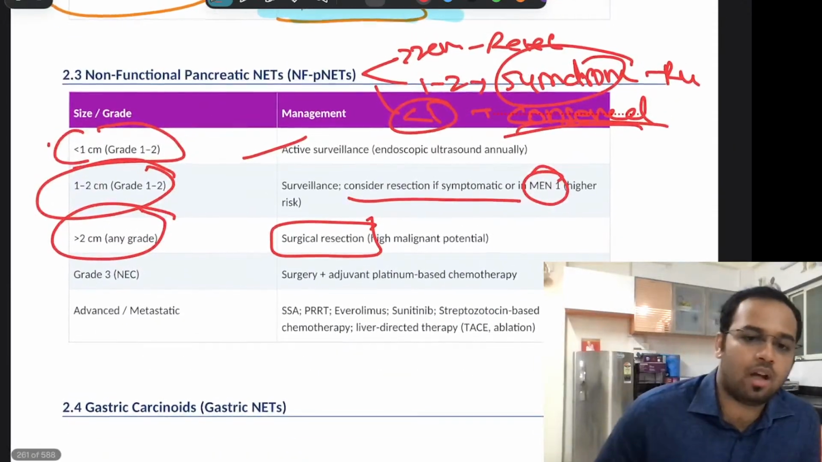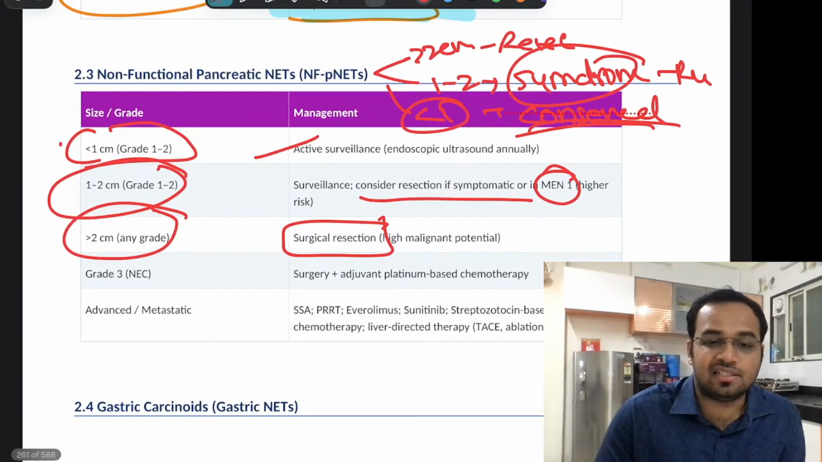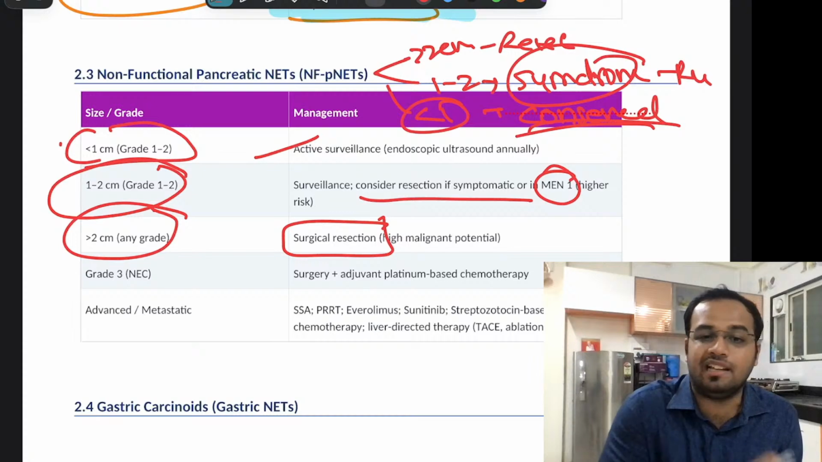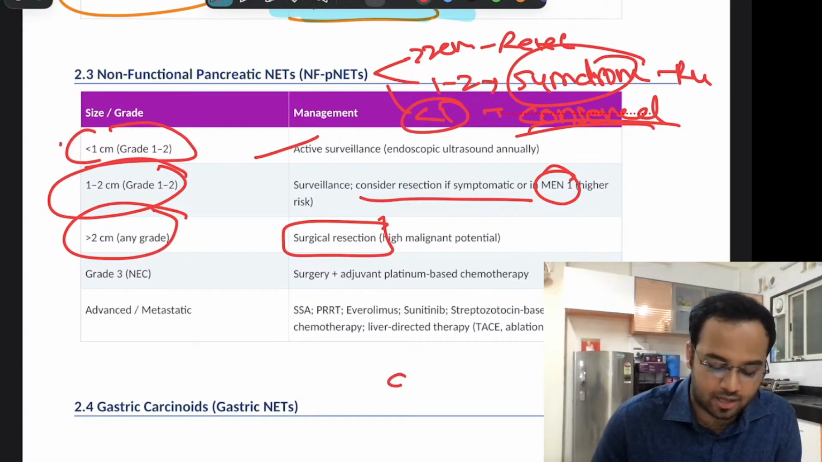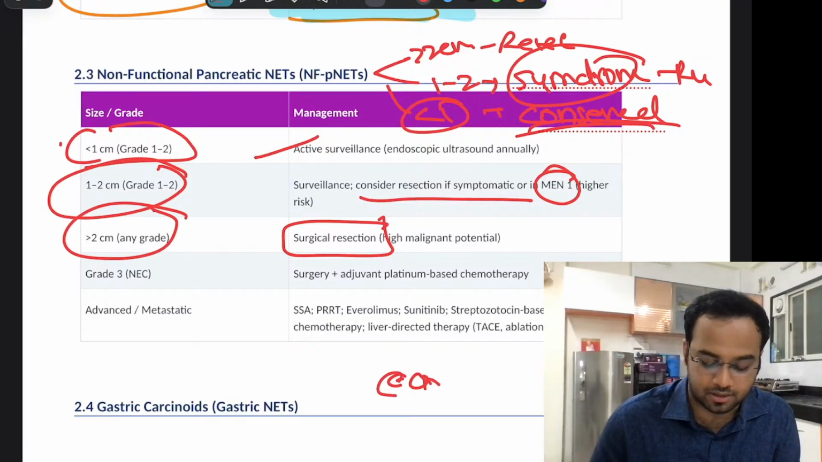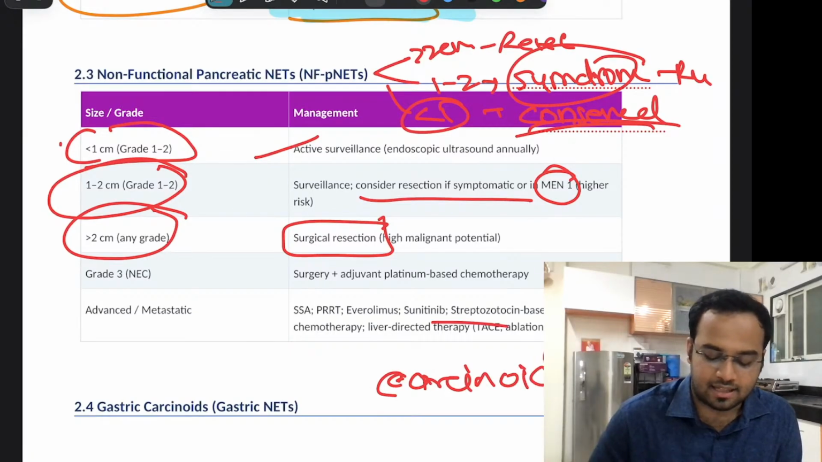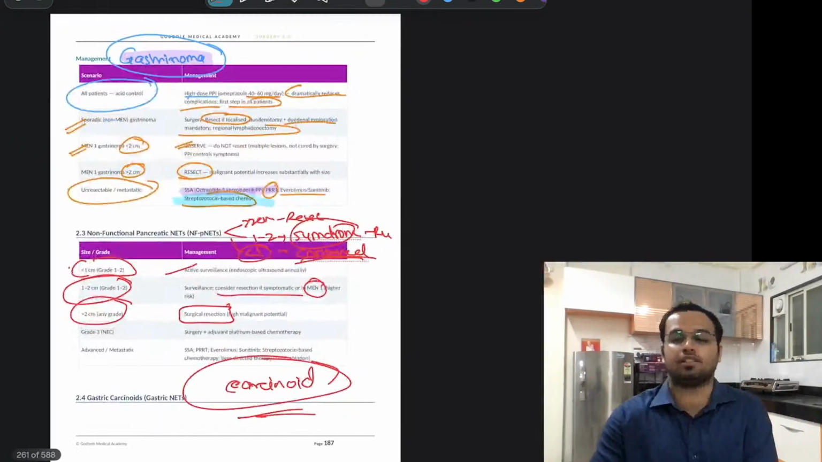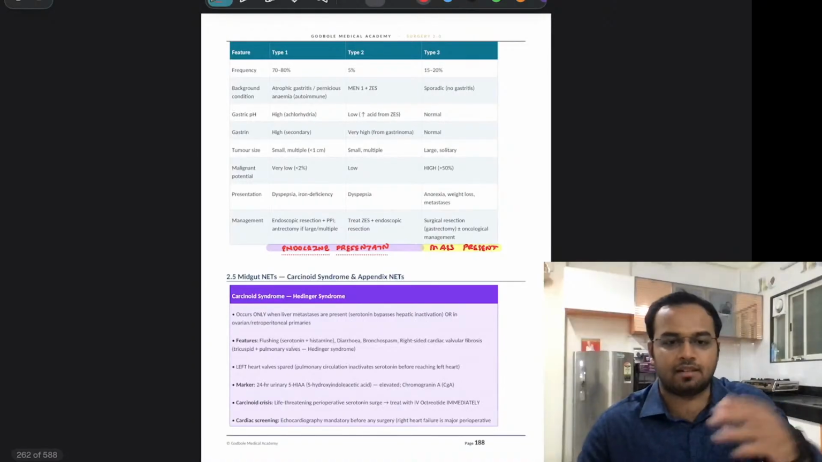So now coming down to another type of tumors which are now going to be a stomach tumor or another tumor of the gut, the intestines. These are going to be the carcinoids. So these are also neuroendocrine tumors. So carcinoid tumors are nothing but neuroendocrine tumors of the GI tract. So foregut, midgut and hindgut.